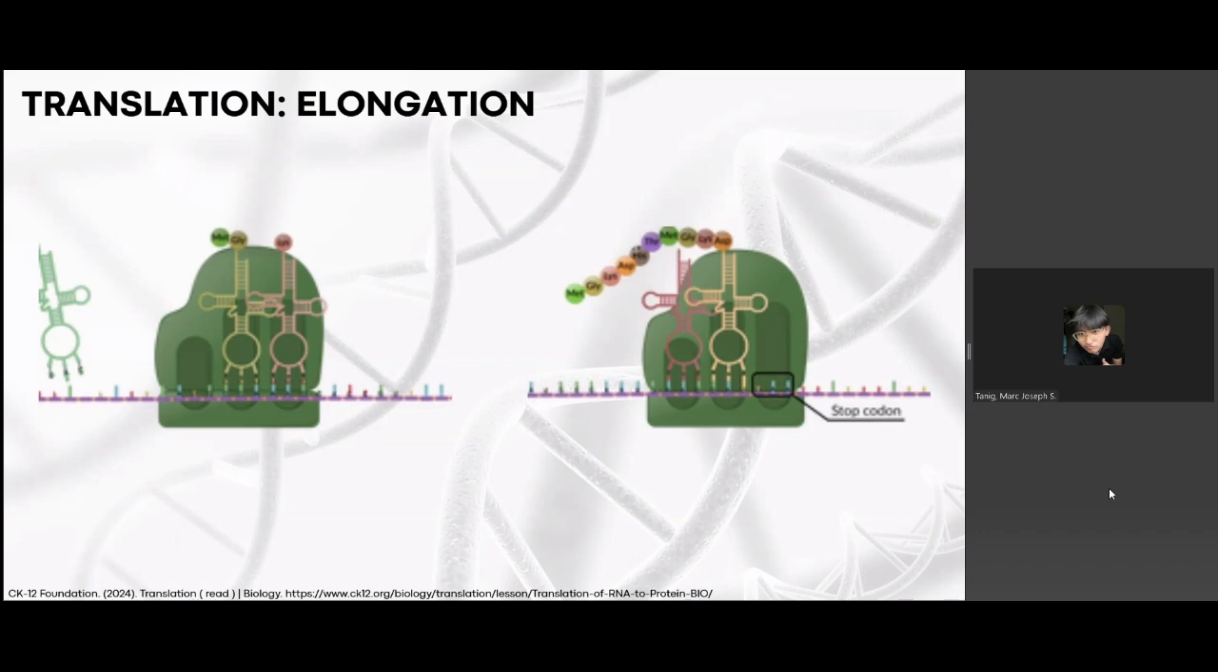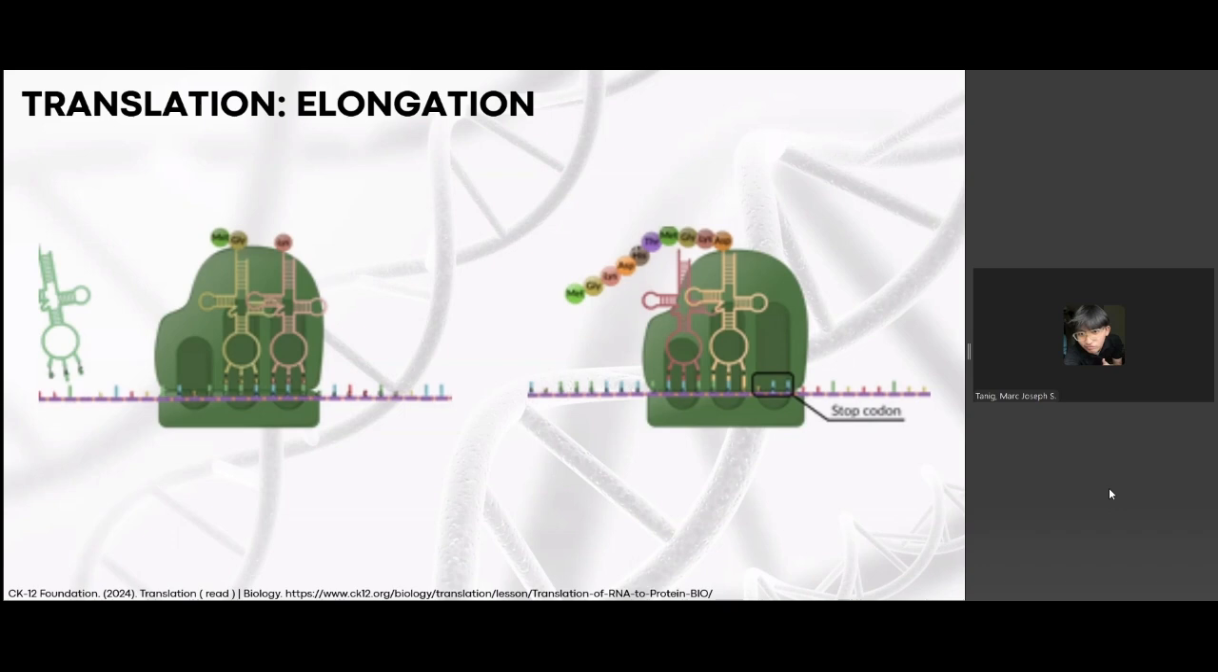The second is peptide bond formation, wherein the ribosome catalyzes a peptide bond between the amino acid attached to the tRNA in the P site, or the peptidyl site, and the one newly arrived in the aminoacyl site. This reaction is mediated by peptidyl transferase, a ribozyme function of the rRNA within the large subunit.